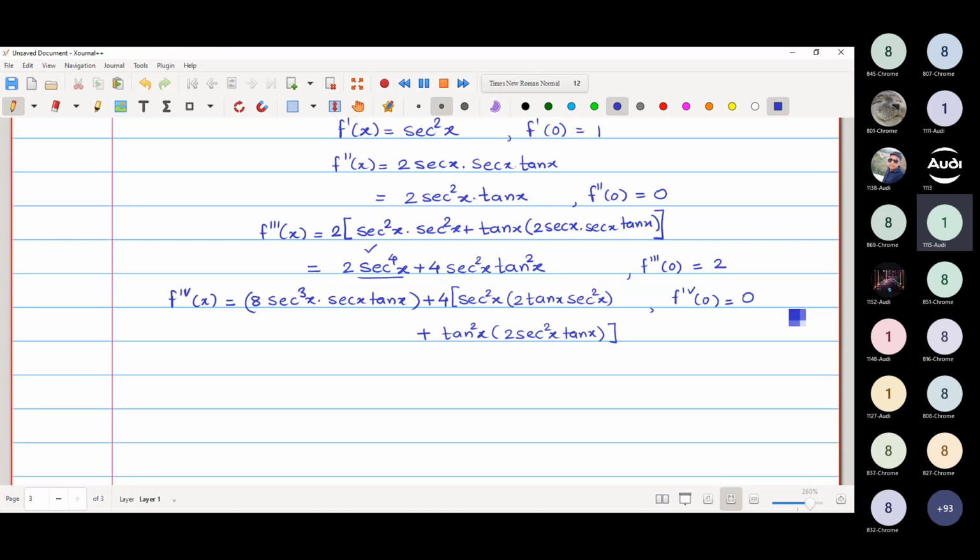Let's find one more, but it will again be very complicated. Okay, I'm directly writing the derivative here. The fifth derivative will come something like this. I'm just writing directly because it will be very lengthy. It is something like 16 sec to the power 6 x, 64 sec raised to 4. You can check this simultaneously. I hope it is correct. I'm directly writing these values.